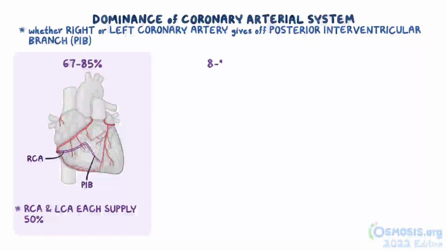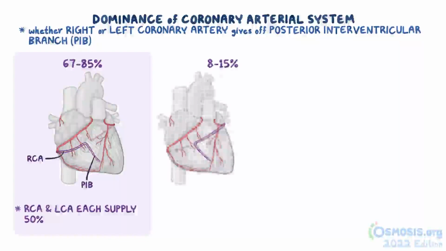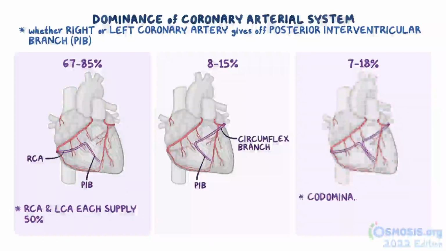In about 8 to 15% of cases, LCA is dominant and the posterior IV branch comes from the circumflex artery. In 7 to 18% of people, there is codominance, and both RCA and LCA give rise to branches that run in or near the posterior IV groove.